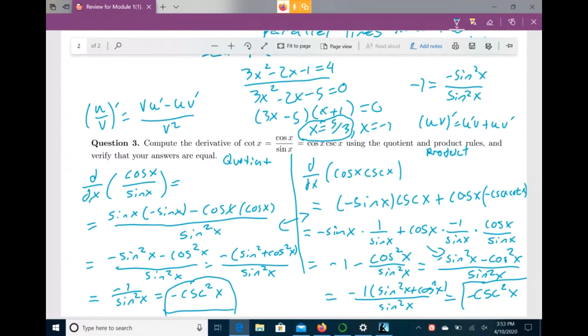So I added negative 1 to it, basically. I rewrote negative 1 as negative sine squared over sine squared. Yeah, that's right, Natalie. You can use that identity as well. That's another way of getting to this answer.